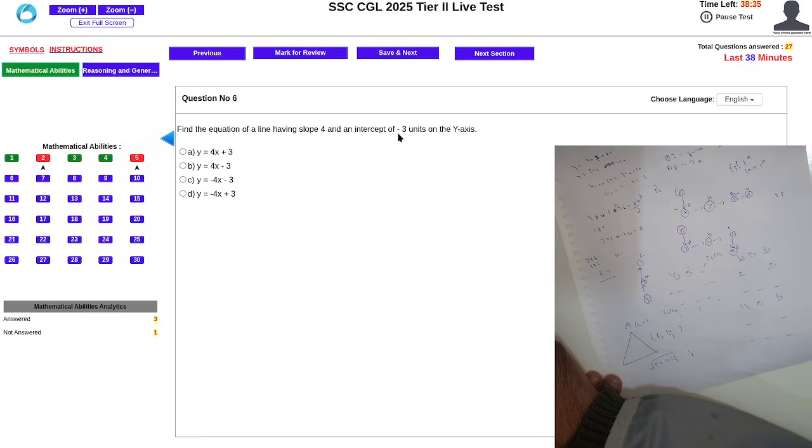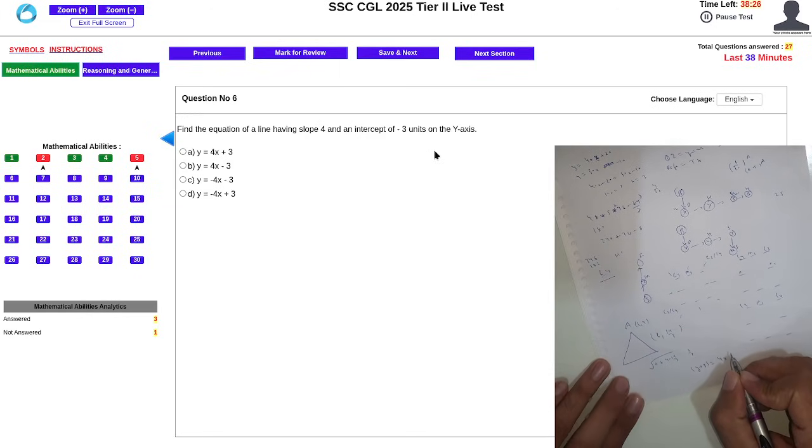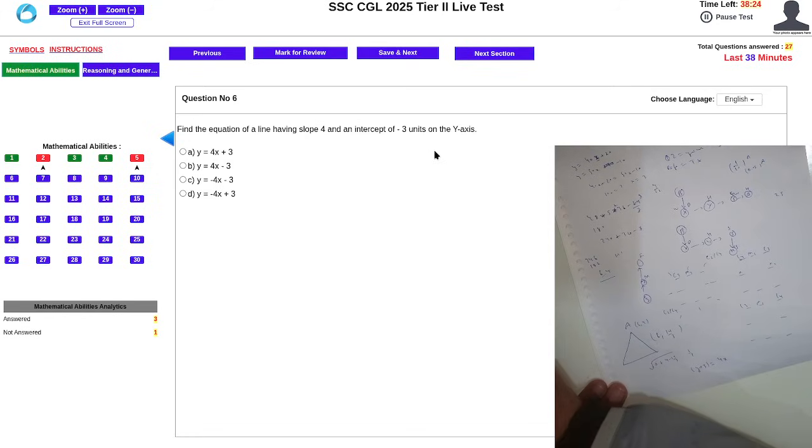Slope 4, intercept of -3 on the y-axis. Y plus 3 is equal to 4x. Y is equal to 4x minus 3.